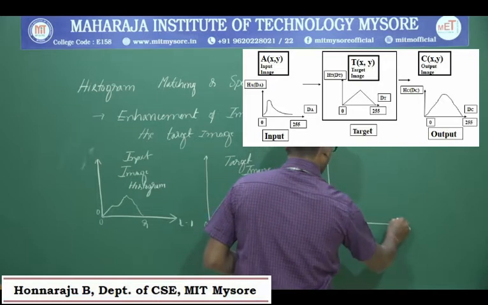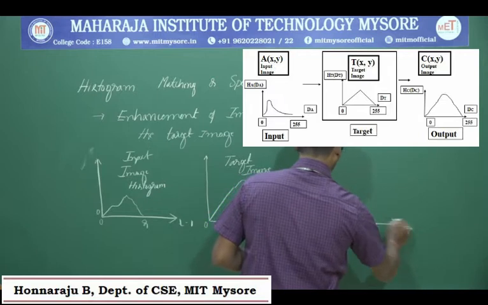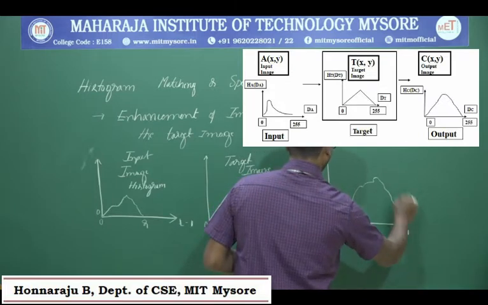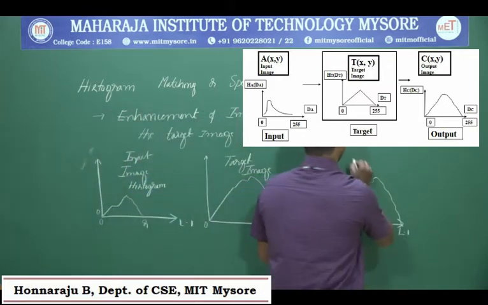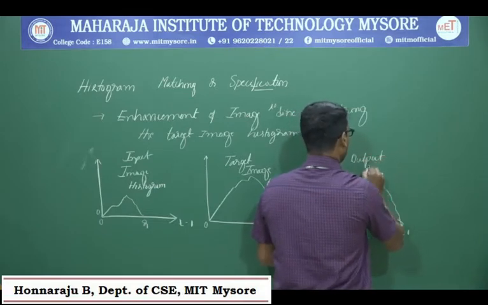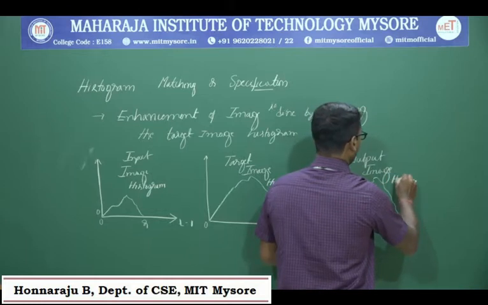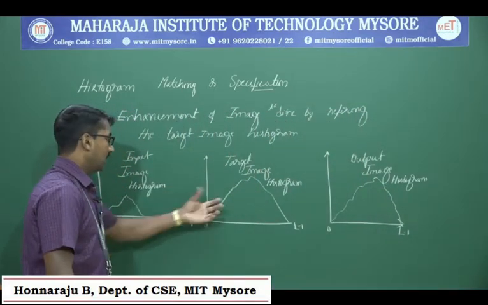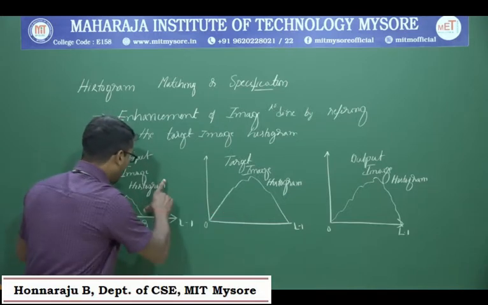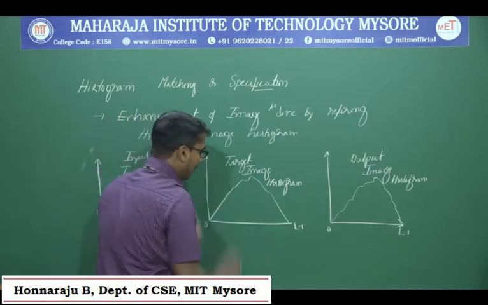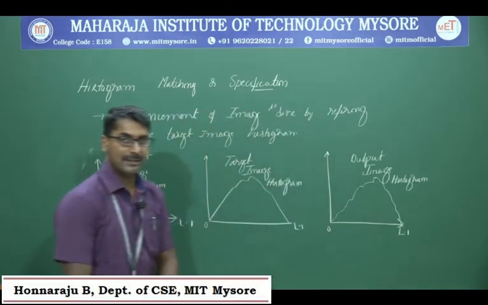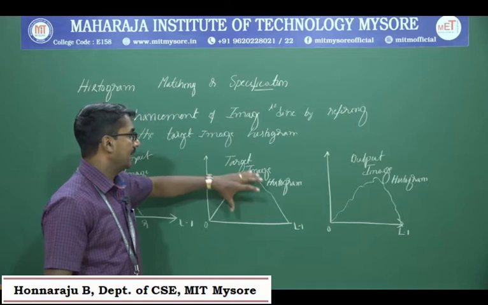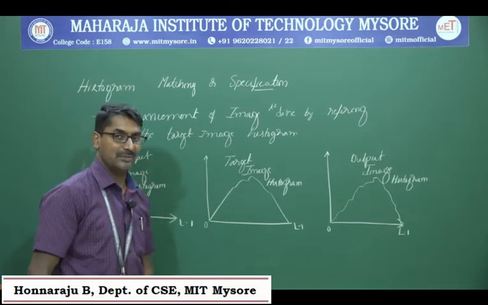After enhancing the image based on the target histogram, the output will look like this. This is the output image histogram. The input image is enhanced by referring to the target image histogram, and then we get the output histogram. Here each pixel will be mapped to the target image histogram. Like that, we can enhance the image by referring to another image.